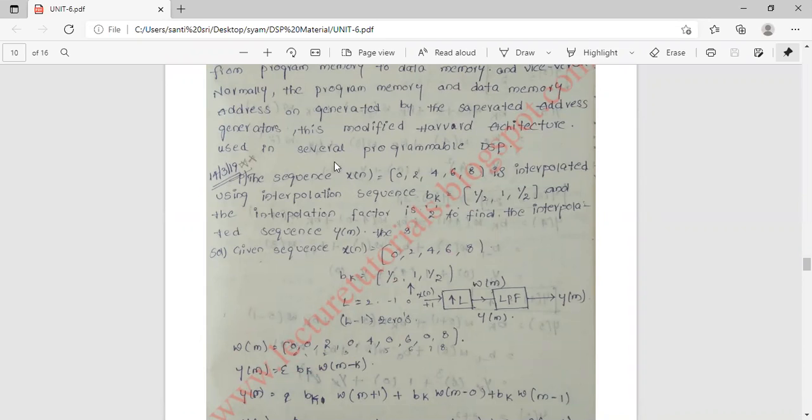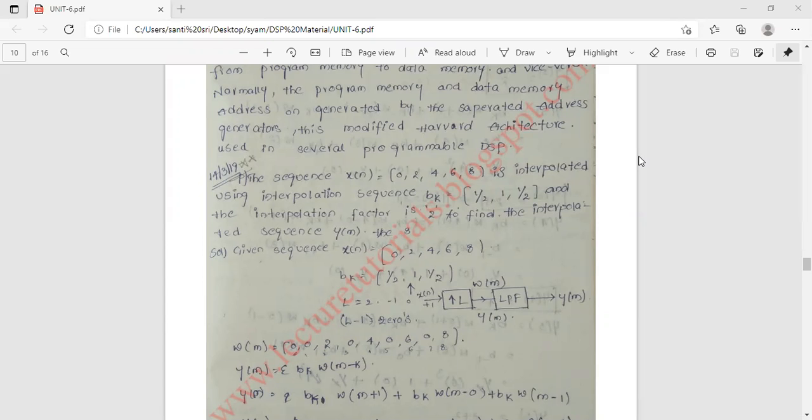The sequence x of n is equal to... Okay, now we will do a small problem. A sequence x of n is given like this, 0, 2, 4, 6, 8, and is interpolated using interpolation sequence bk equal to 1 by 2, 1, 1 by 2, and the interpolation factor is 2. Find the interpolated sequence y of m.